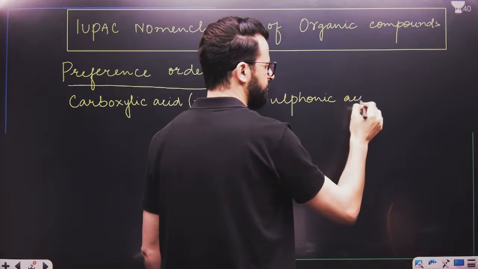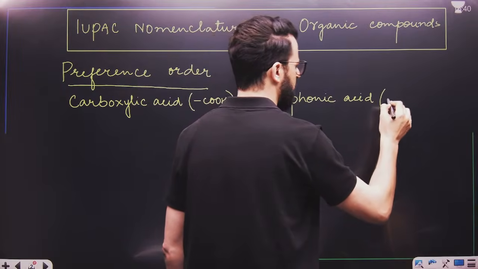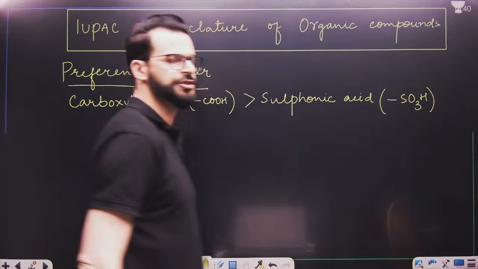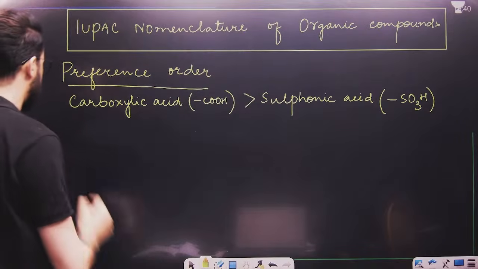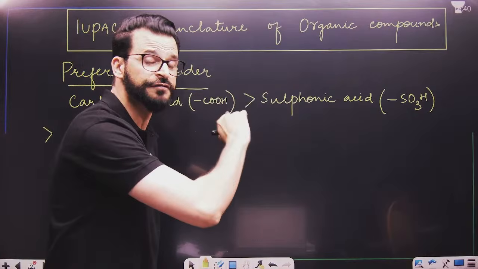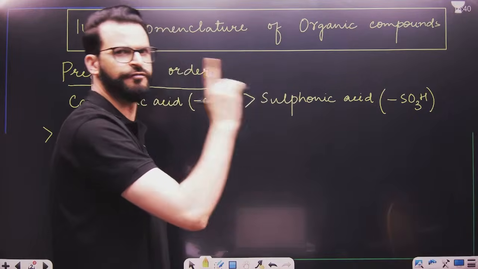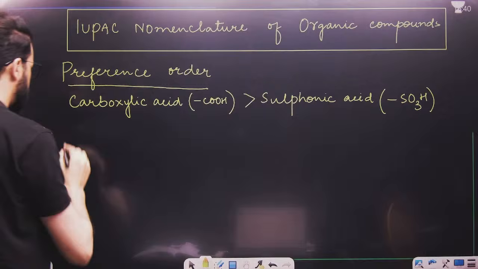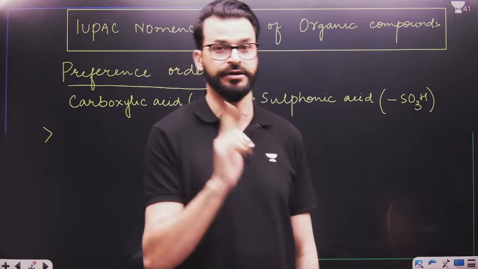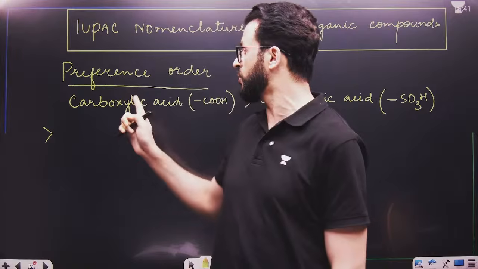Sulfonic acid. That means it's SO3H. Functional group is SO3H. After that, the preference is first acids, but among acids, first carboxylic acid and then sulfonic acid. After that, you should remember that there are 4 derivatives of carboxylic acid.